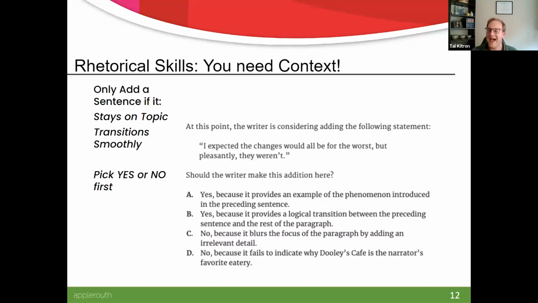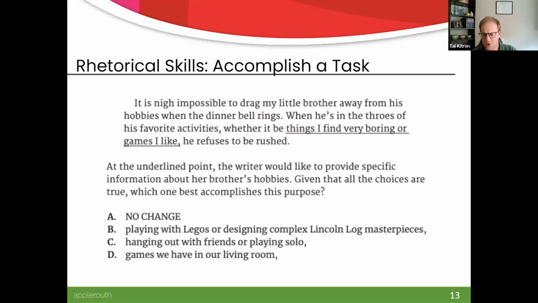We would only add a sentence as they're proposing here if it stays on topic and it flows smoothly. And when you see these 2 answers on English, you want to focus on the yes part and the no part. So we would read this sentence into the passage. We would decide, yeah, that's on topic. It fits in well. Or, ooh, no, it's better without. Here's an example of a rhetorical skills question that we can try.